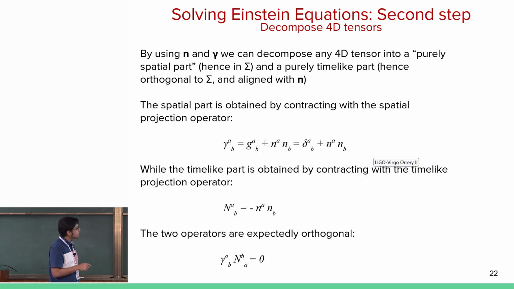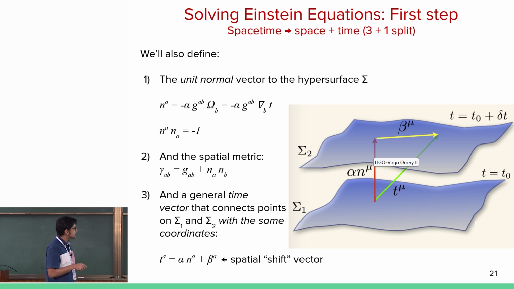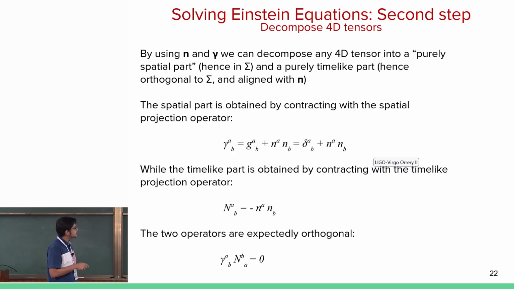So by using this normal vector and the spatial metric, we can actually decompose any 4D tensor into a purely spatial part by using the projection operator. The spatial metric will act as a projection operator, right? So here's the spatial metric with one index raised, and this can be used to project any rank 1 contravariant or covariant tensor into the space-like hypersurface that we will have, right?